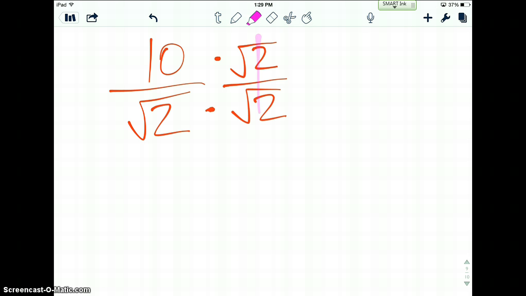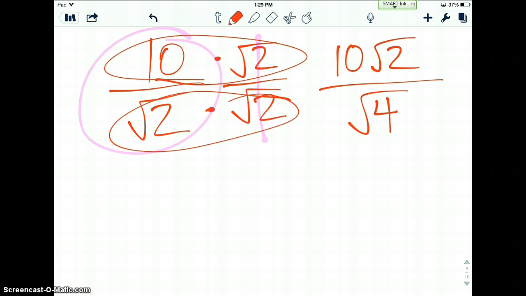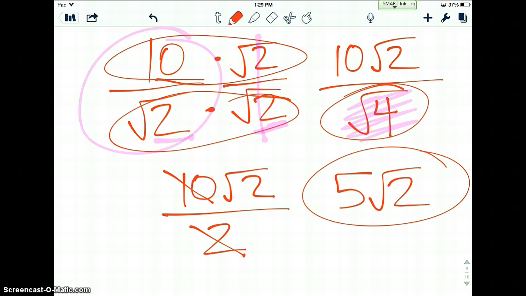Because this is really worth 1. It's not going to change the value of this, but it's going to change the way it looks. So now when I do that, on the numerator, I'm going to get 10 root 2, and on the denominator, if I put these together, is root 4. What's nice about that, and this will happen every time, is that this will be perfect. Because if you notice, it's the same number being multiplied by one another. So the square root of 4 turns out to be 2, so I have 10 root 2 over 2. And I could simplify even more, because 10 divided by 2 is 5. So this becomes 5 root 2.